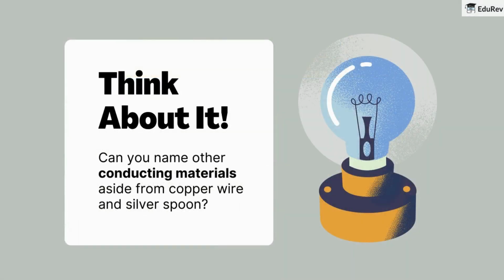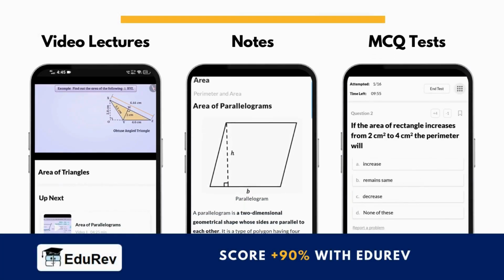Now, put on your thinking caps. Can you name other conducting materials aside from copper wire and silver spoon? We hope that you have understood the topic.